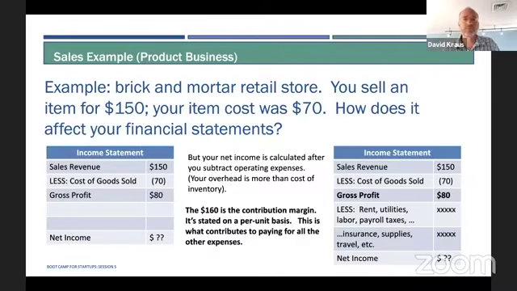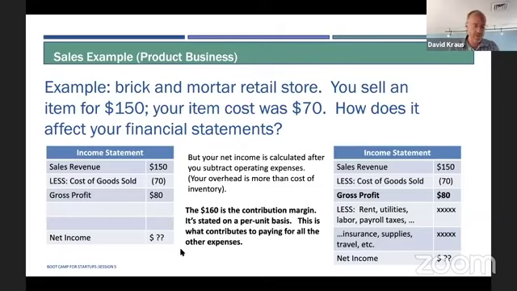Whoops. Well, that's embarrassing. Okay, the 160 should be $80. The $80 is the contribution margin. So that's stated on a per unit basis. And that's what contributes. So folks, just ignore the 160 and think about it as an 80. This is what contributes to paying for all the other expenses.